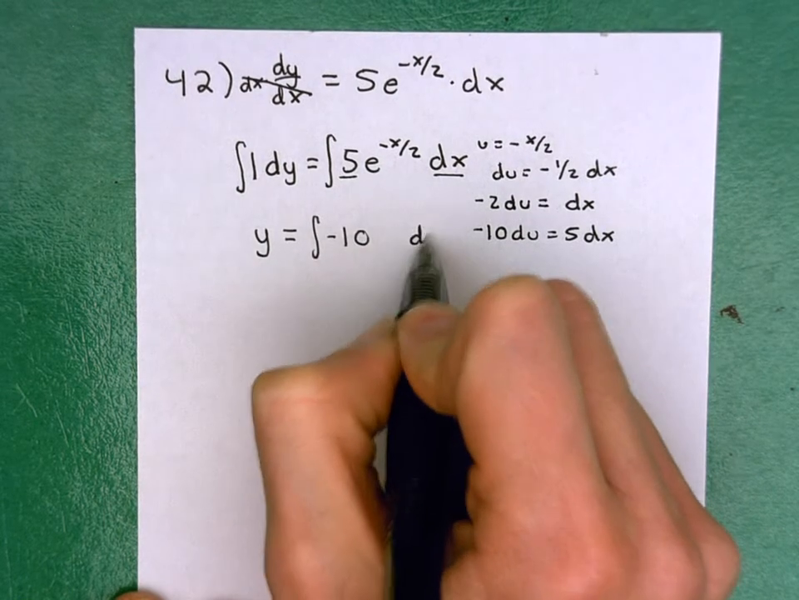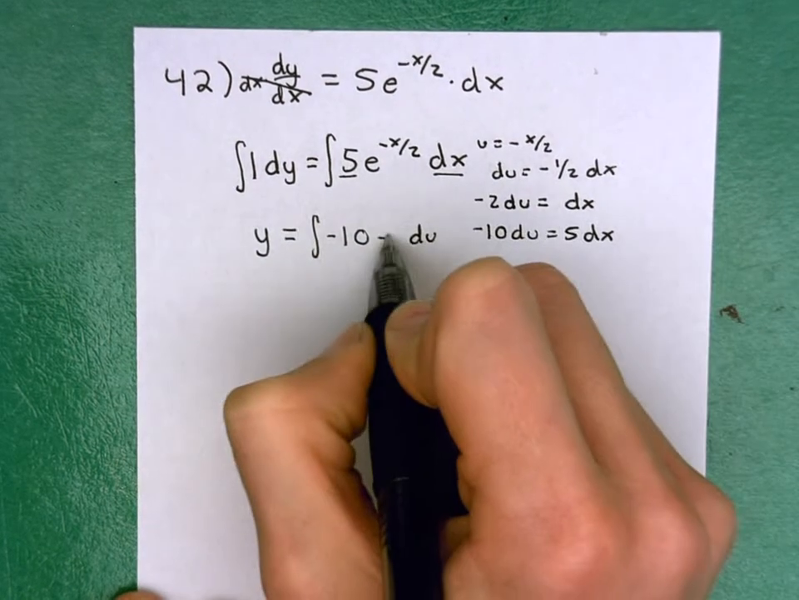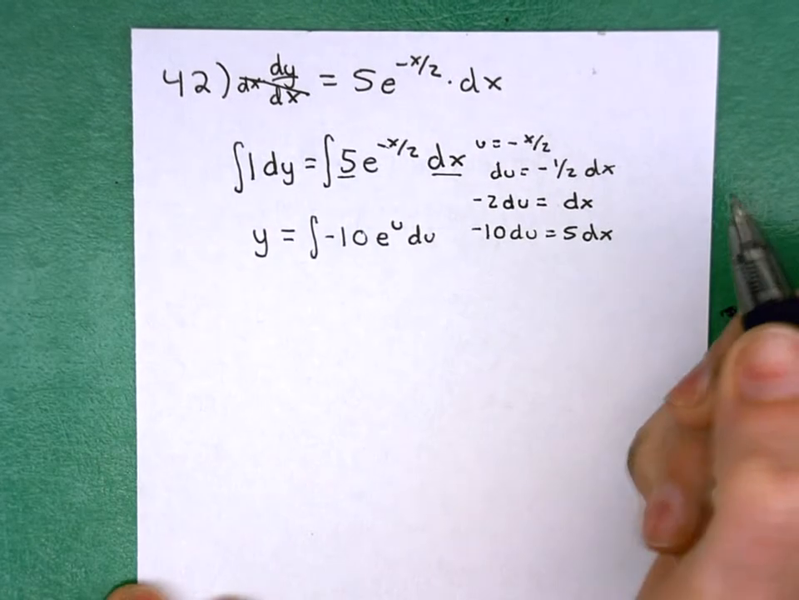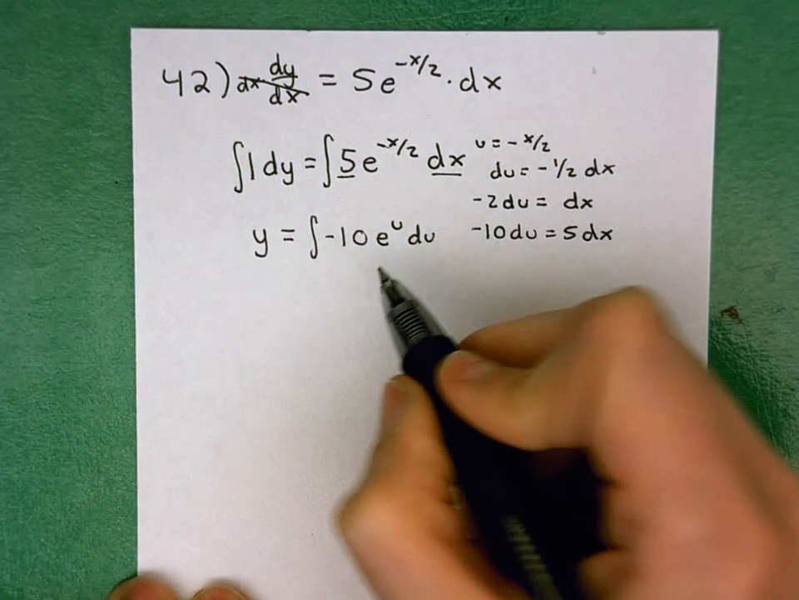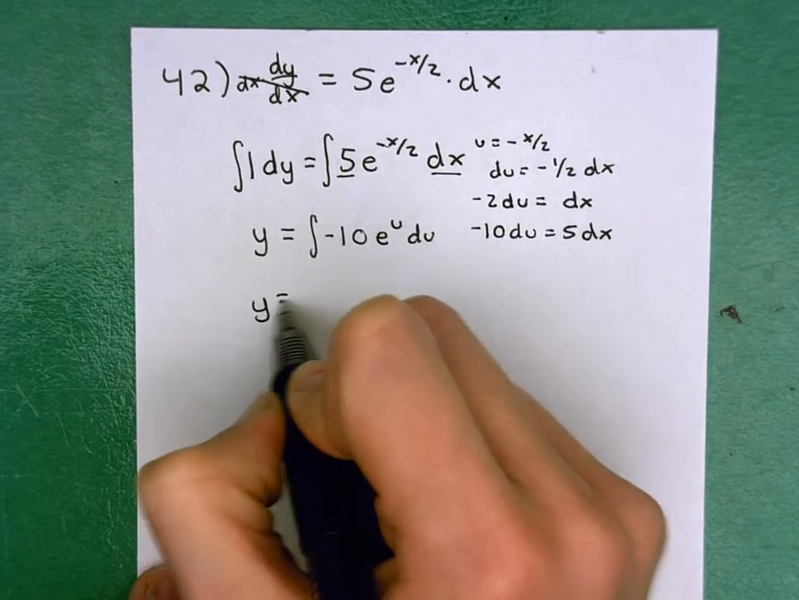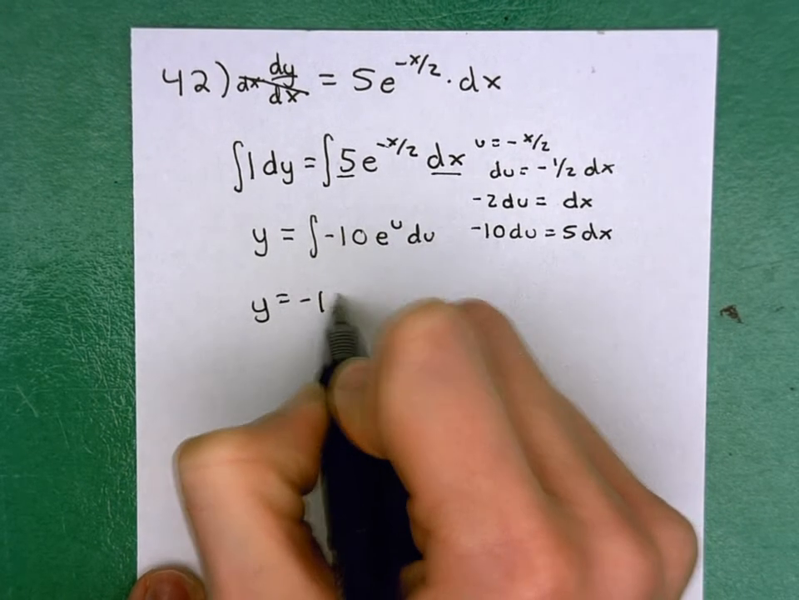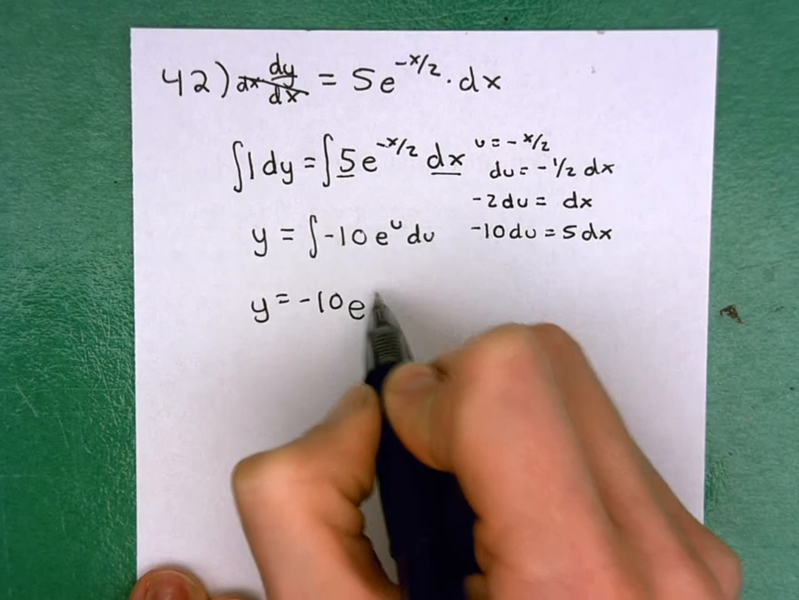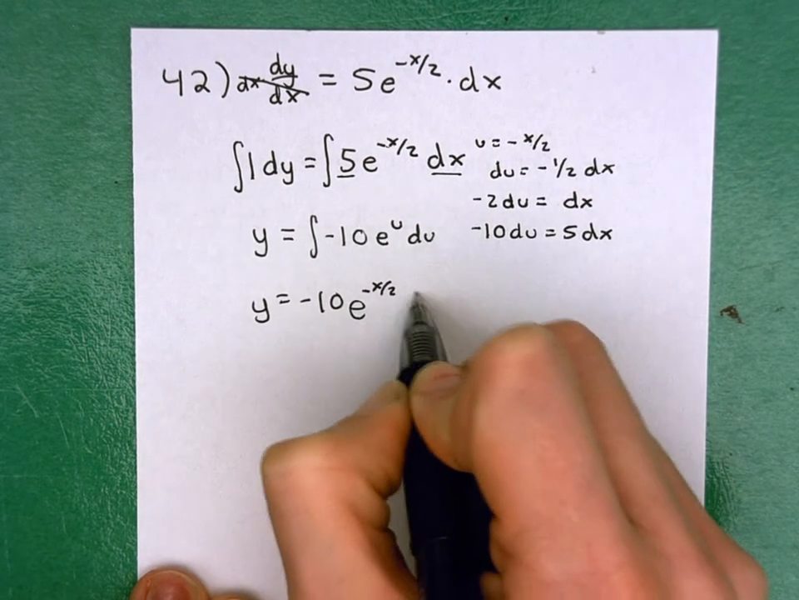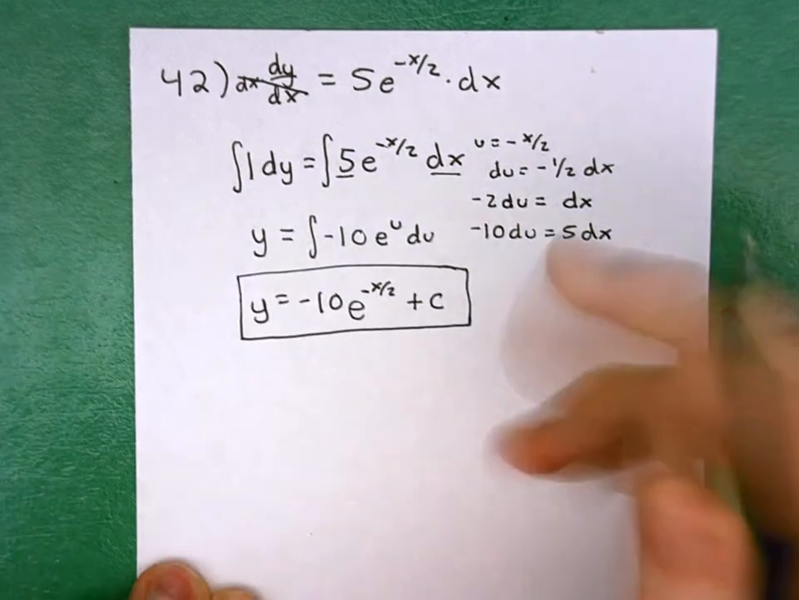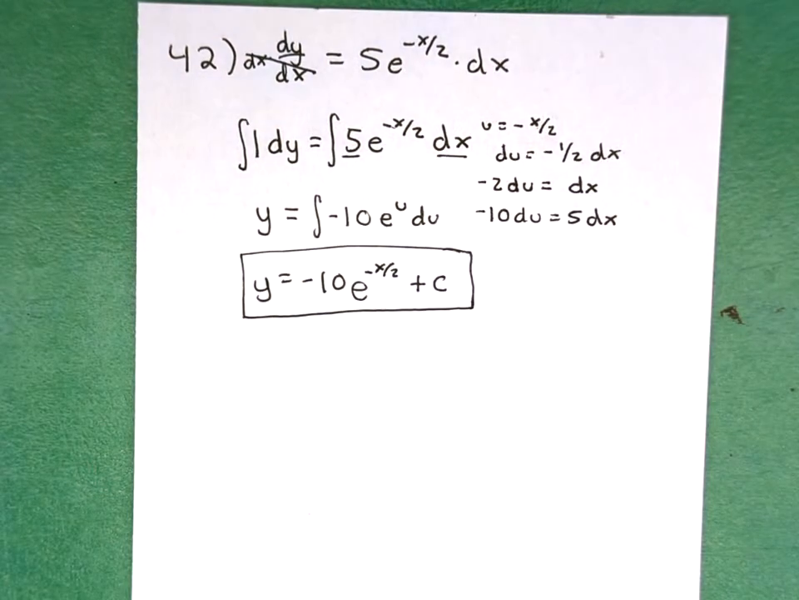Negative 10 du, e to the, and the negative x over 2 is going to be my u. And now it definitely looks like that third rule, where the integral of e to the u is e to the u. So negative 10 times e to the u, my u is negative x over 2, plus c. And that's my answer.